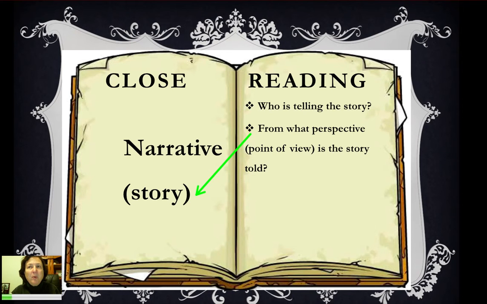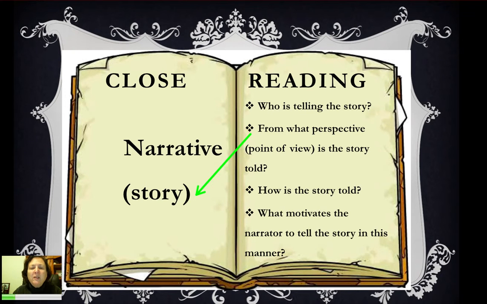In other words, is it first person, or is it a second person point of view where someone's telling someone else directly? Or is it third person limited, which means that we're following one person and knowing everything about that person? Or more of an omniscient, which is going to sort of push the reader away from the actual action, but sometimes we need that emotional distance in order to preserve our own peace of mind as we're going through a story that's very intense. How is the story told? And what motivates the narrator to tell the story in this manner? There are always those considerations that we have to keep in mind.